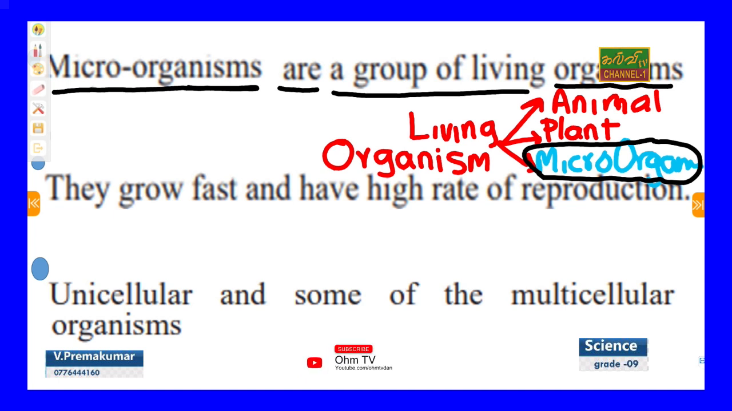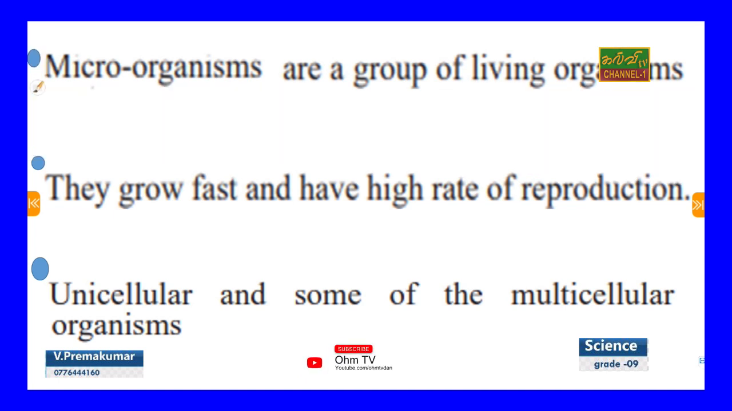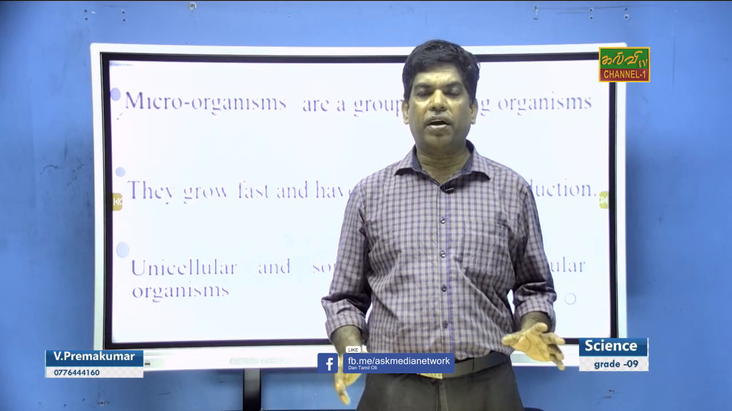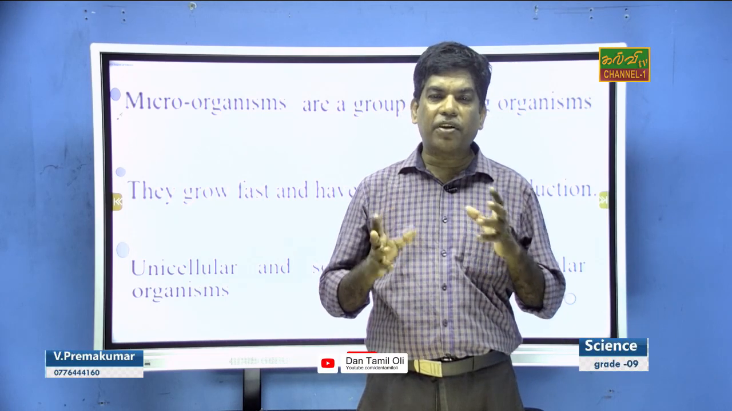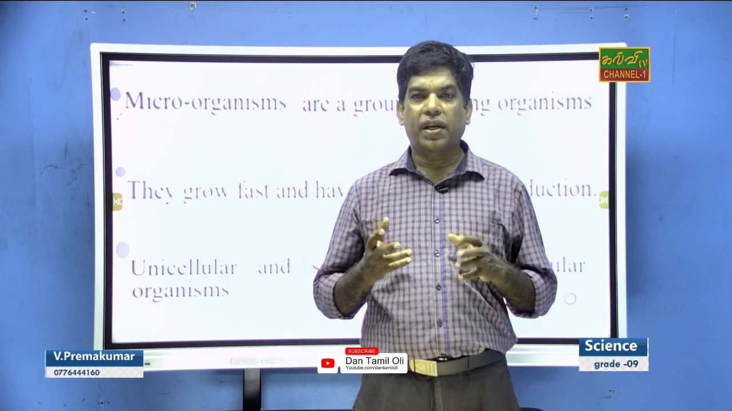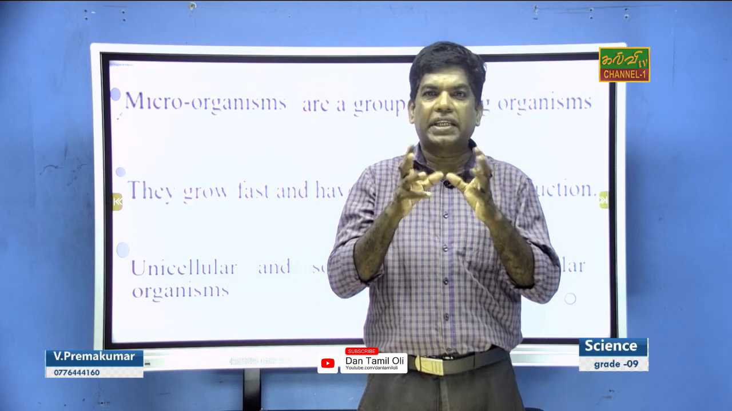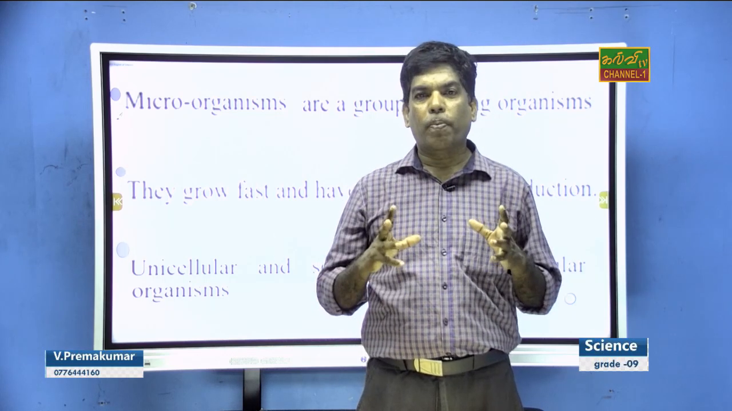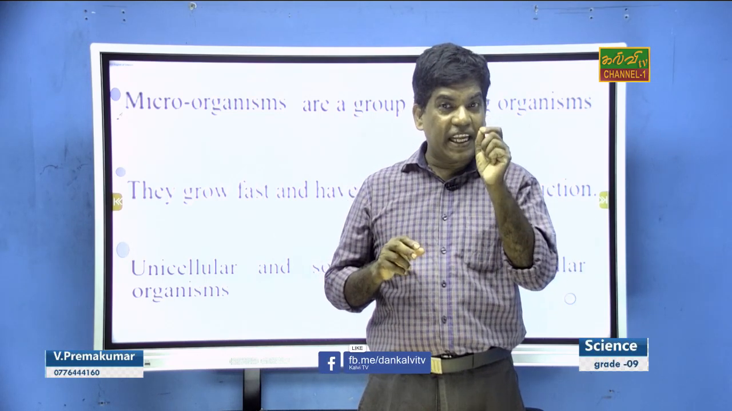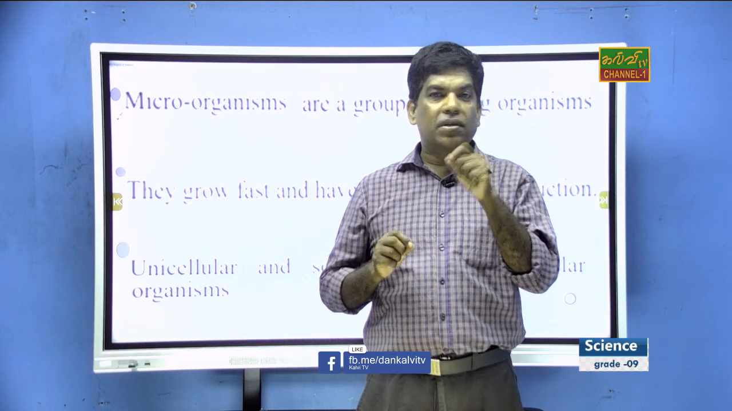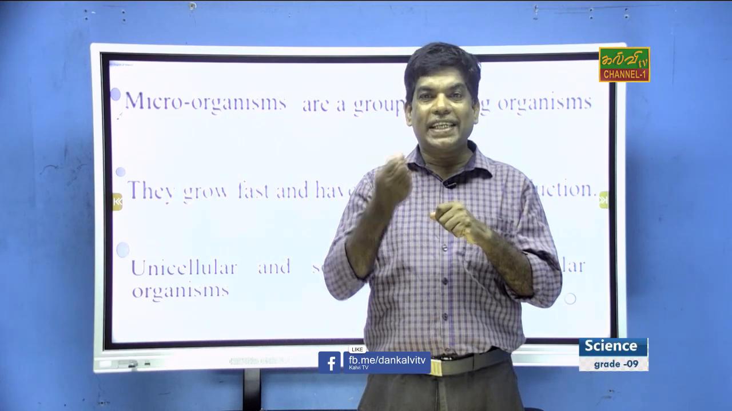What is one of the groups? They grow fast and have a high rate of reproduction. That is very important. You can find that microorganisms can grow quickly, so the multiplication and reproduction is more. Because they are the tiniest, smallest organisms, a small amount of food is enough.